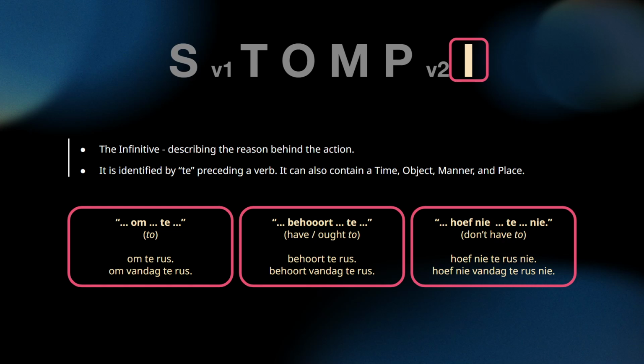The negative version of the sentence would be ek hoef nie, I don't have to. Ek hoef nie te rus nie would be translated to I don't have to rest. Ek hoef nie vandag te rus nie would be translated to I don't have to rest today. Don't worry about the double negative for now. We'll go over that when we get to negative forms.